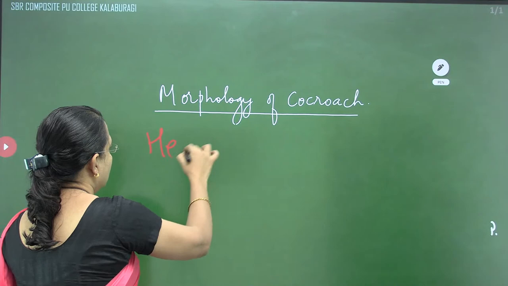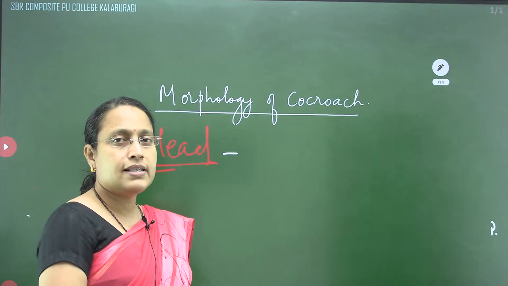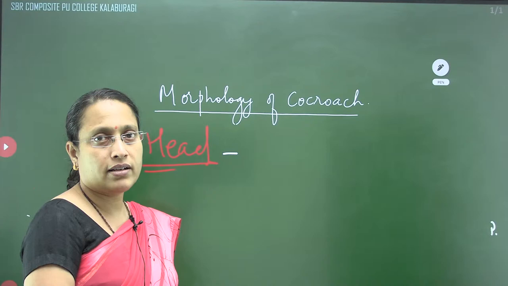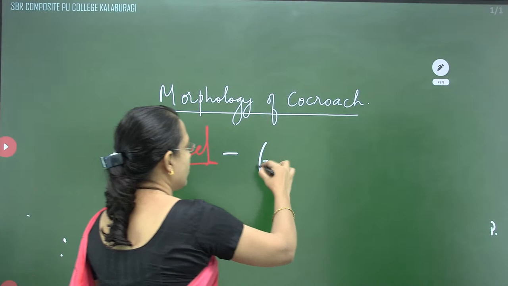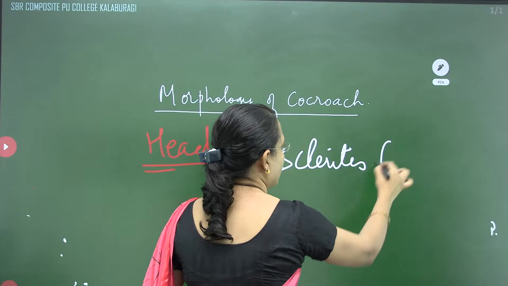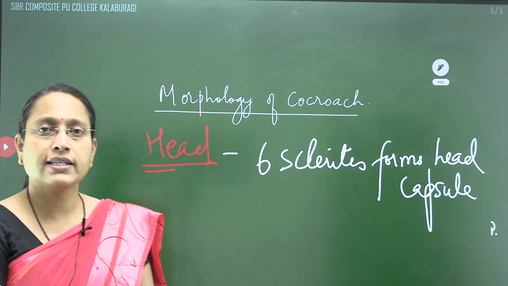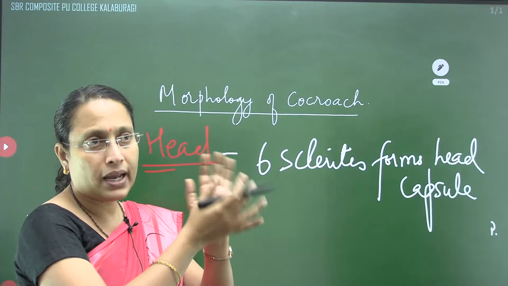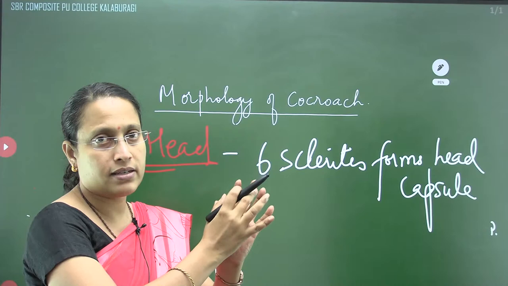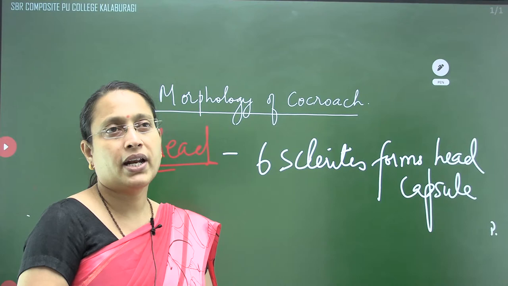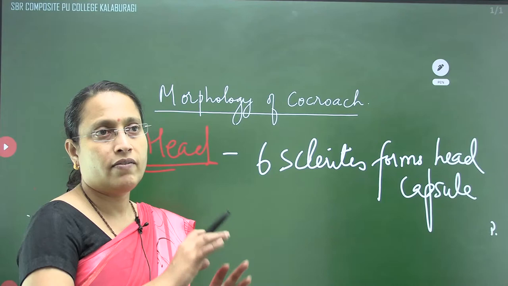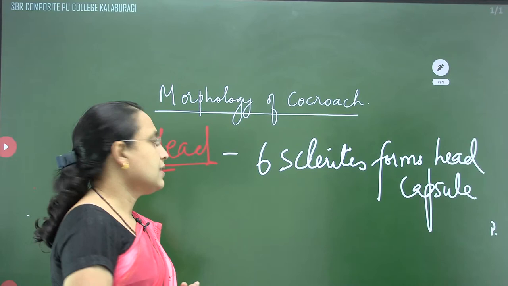Continue with the head. This head also has plates. There are 6 plates together. You know that exoskeleton plates are called sclerites. So 6 sclerites together form the head capsule, and of course this is a protective head capsule, covering the area of the head and protecting it. The 6 sclerites are 2 epicranial plates, 2 genae, 1 frons and the clypeus. All together they form the head capsule. So that was about the sclerites covering the head region.